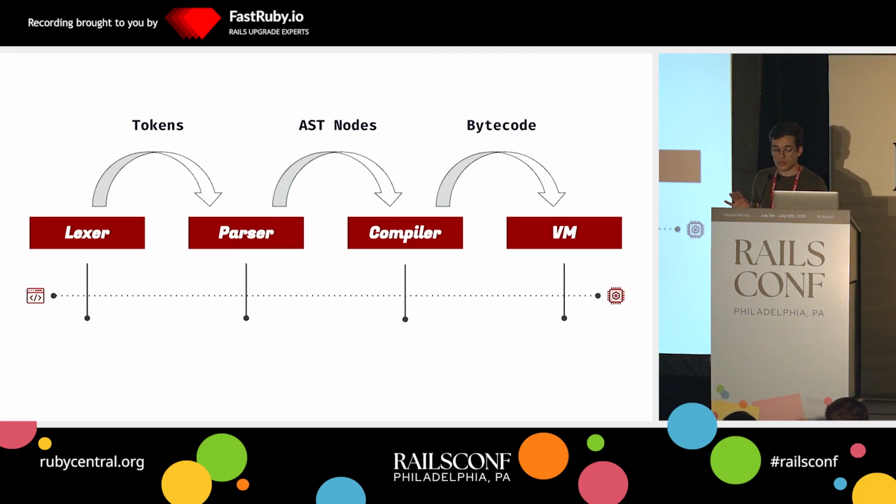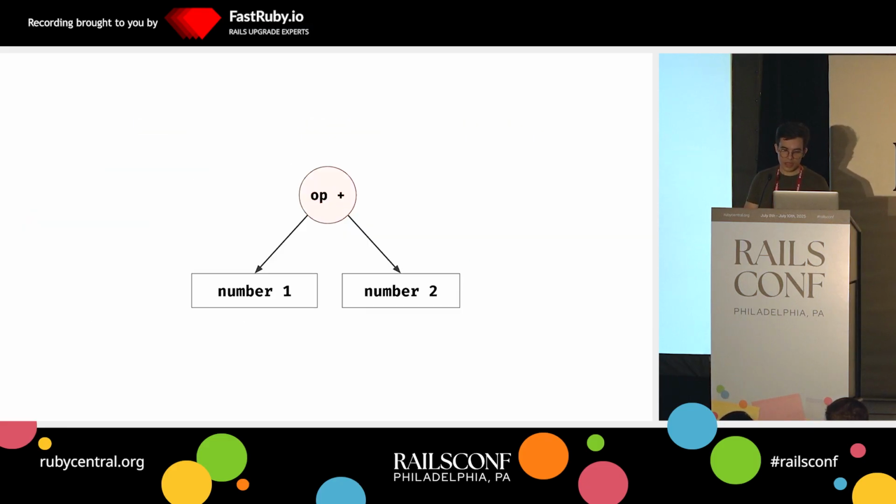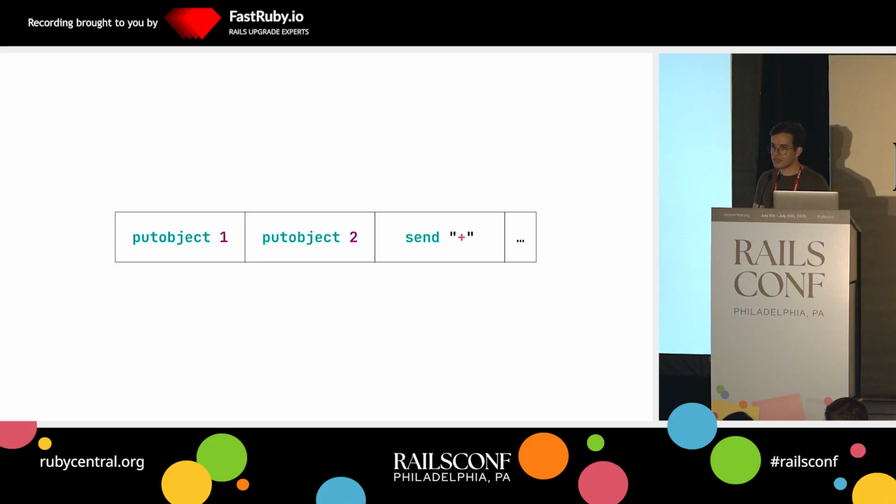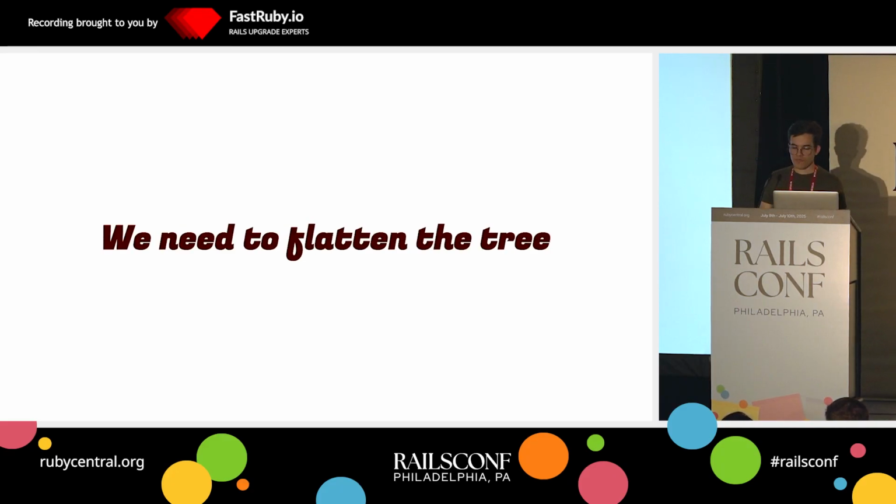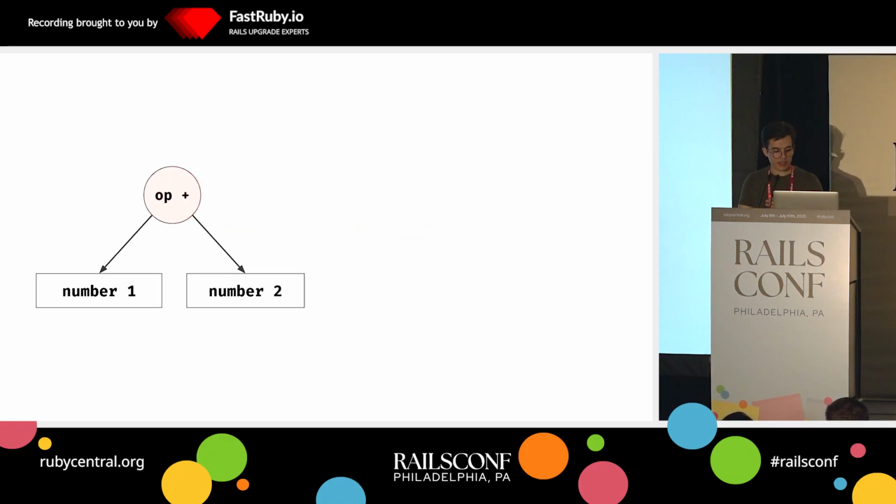And this made Ruby 2 to 4 times faster on average. So instead of a tree like this, we need a data structure that is more sequential, where the data is packed sequentially, and that is a lot easier for CPUs to run. So we need to flatten that tree. And to do that, it's fairly simple.